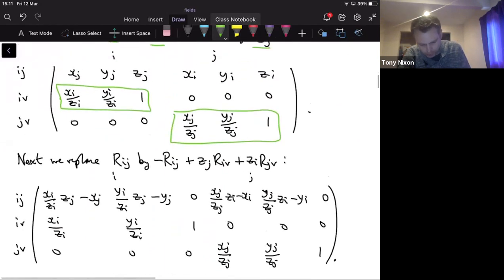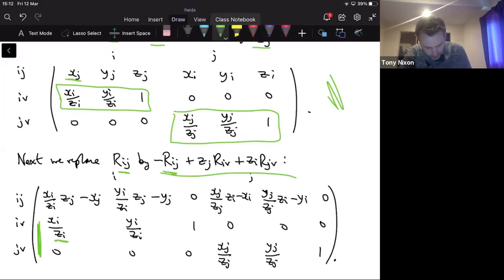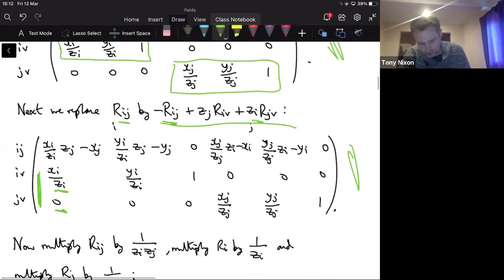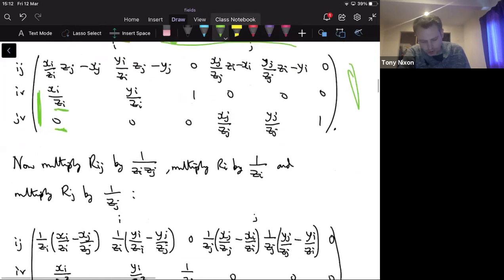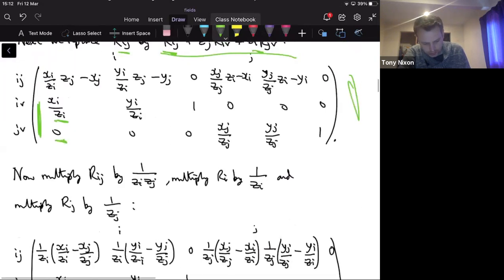Okay, so we're up to this matrix. Now we're going to replace Rij by this sum of all these things. And I'm just going to say, check that one for yourself, but you can see that these two rows didn't change. And we've just replaced xj by minus xj plus zj times this thing plus zi times this thing. And this is what you get. This just looks horrible, but it's just what you have to do along the way according to the sequence.